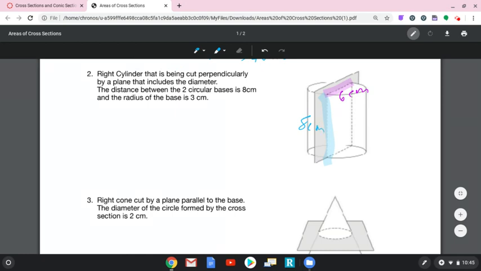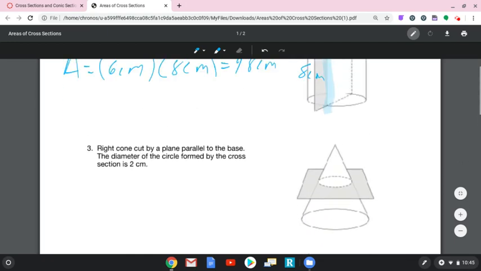Well, if the radius is 3, my diameter is 6 centimeters. And I know the distance between the two is going to be 8 centimeters. So because that's a rectangle, we're just going to multiply. We're going to do 6 centimeters times 8 centimeters. And the area of that cross section will just be 48 centimeters squared. Excellent.